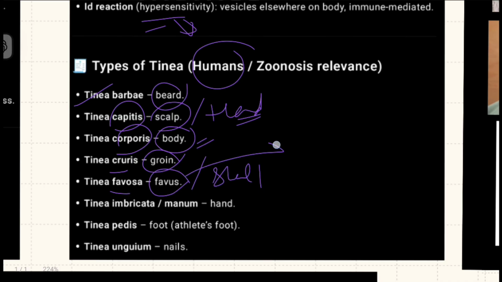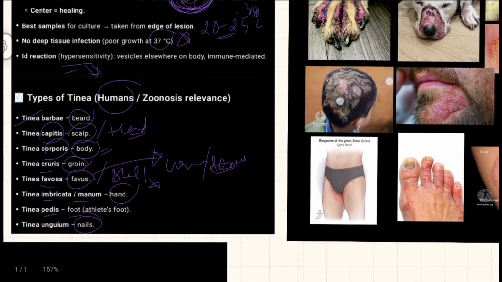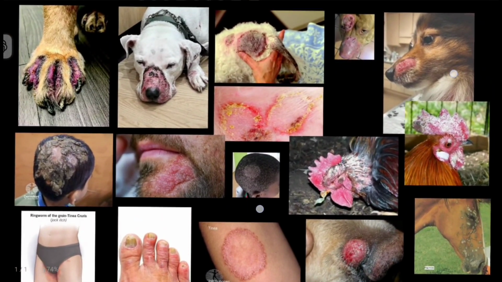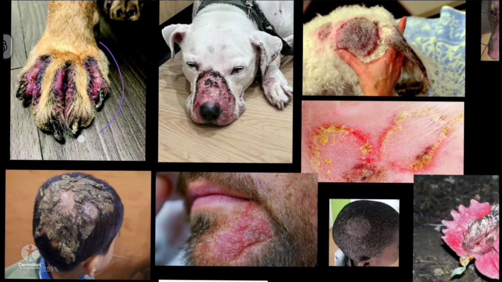But the thing is that whenever favus is involved, it has become a chronic infection, and it is a more severe case. In the case of tinea imbricata or manuum, the lesions are noticed on the hand; in the case of pedis, the lesions are on the foot; and in tinea unguium, the lesions are inside the nails. Through these images you can get to know how these lesions look, so here you can differentiate it from the other forms of ringworm.